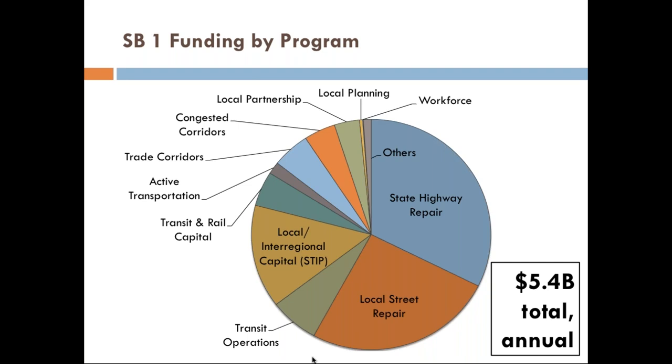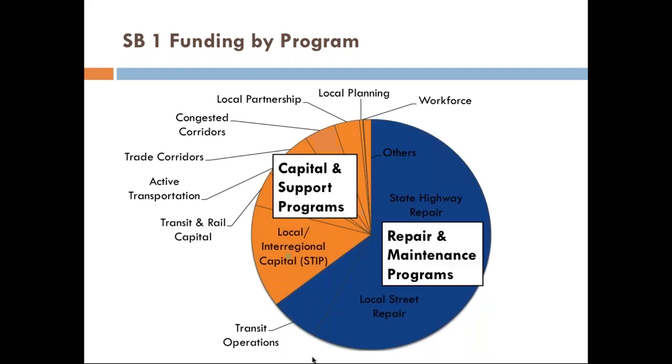So just to put a little bit of perspective on this chart, because I know it's a lot to absorb, I've broken them down here based on the programs that are really focused on repair and maintenance, and that's, again, the state highway repair program, local streets and roads. And then on the transit side, there's transit operating funds. Those should be primarily focused on repair and maintenance versus the rest of the programs, which are primarily focused on either new projects, capital projects, or programs that are supportive of project development and other things like mitigation and workforce.